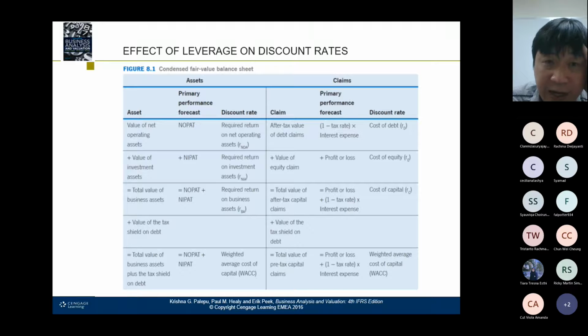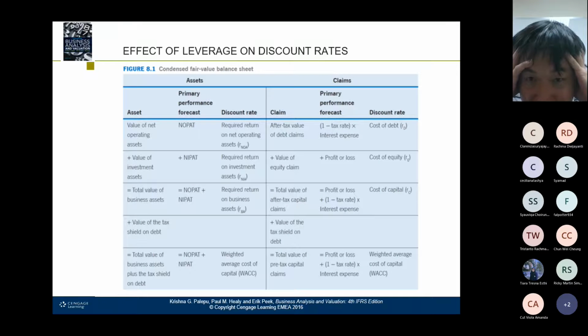A condensed fair value balance sheet. So write the column, that is the claims, contingent claims.